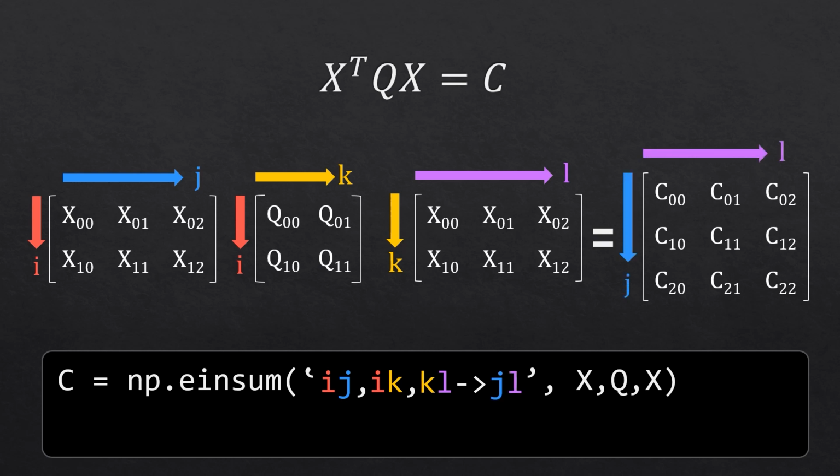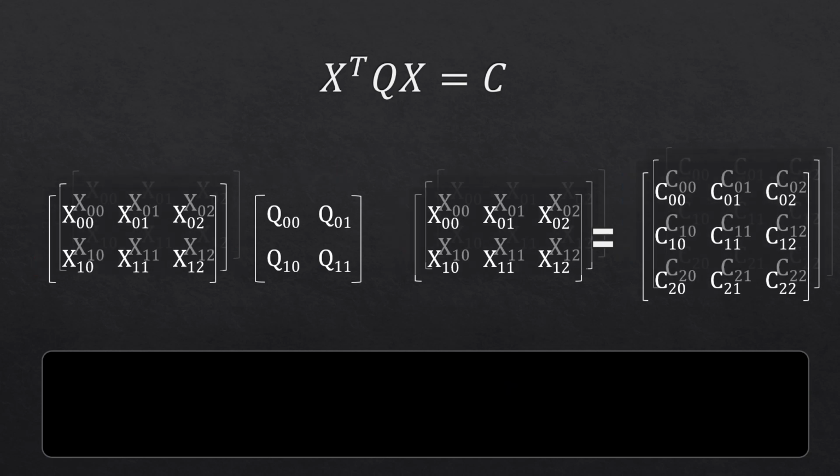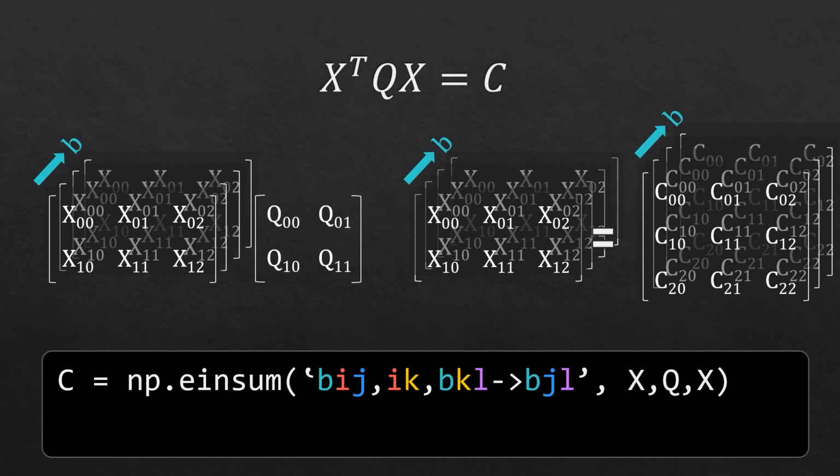Now this is nice, but let's say my boss comes over and tells me I need to make things more efficient by processing things in batches. With Einsum, this is really easy to fix. All I have to do is add a label for the batch dimension B, and then you can see where it shows up in my string.